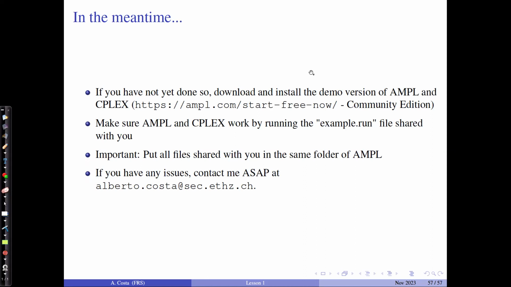Seems all good. Okay, so as I said, try to make it run by next time and then let me know. I'm always available through mail. If you have a problem, we can have a Zoom call as well to see together if something is not working, and why.